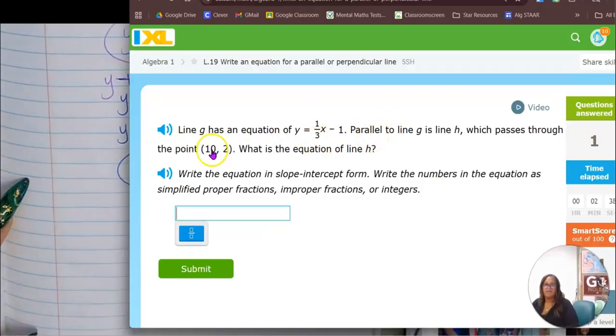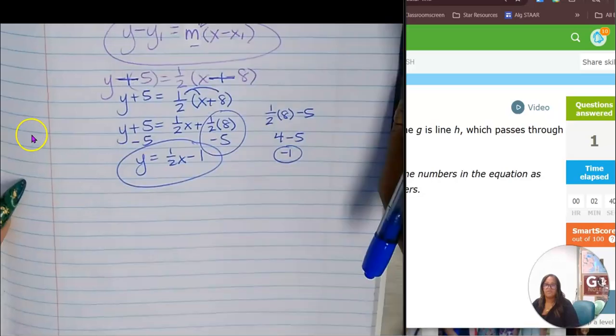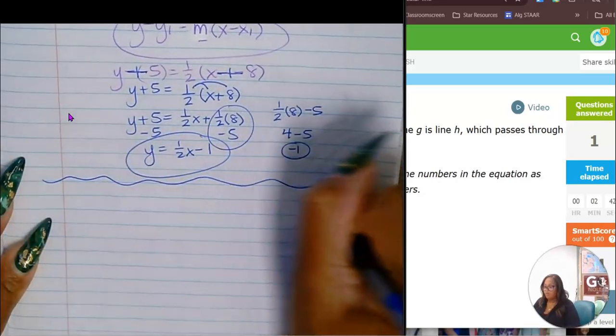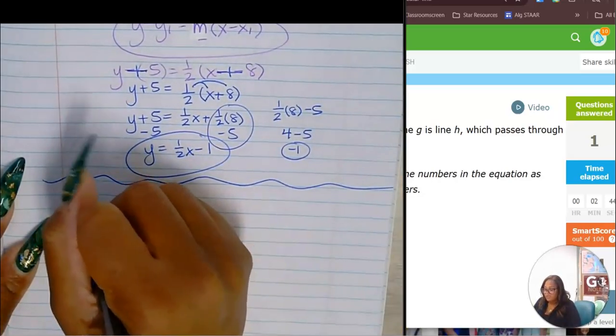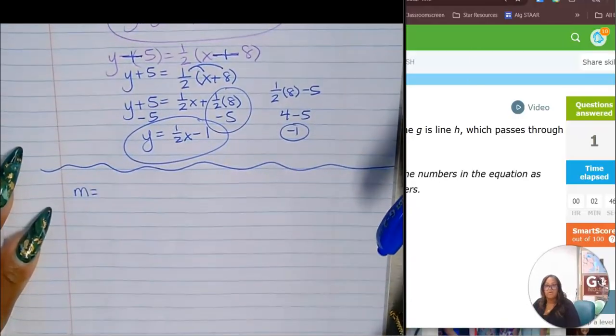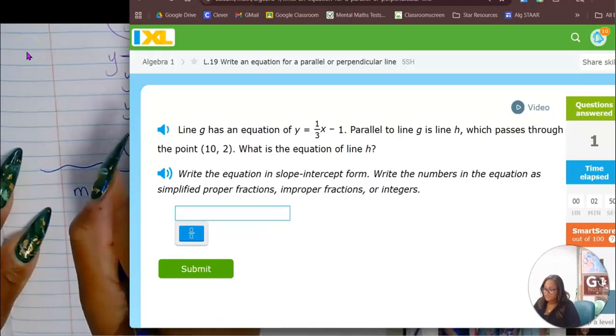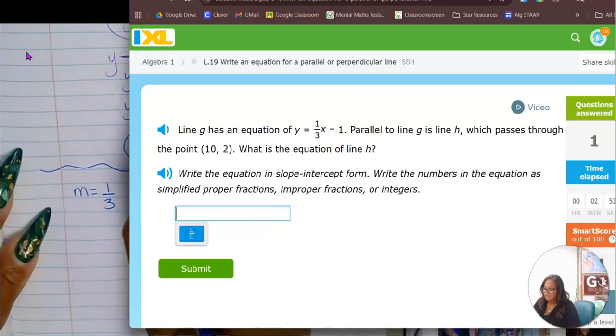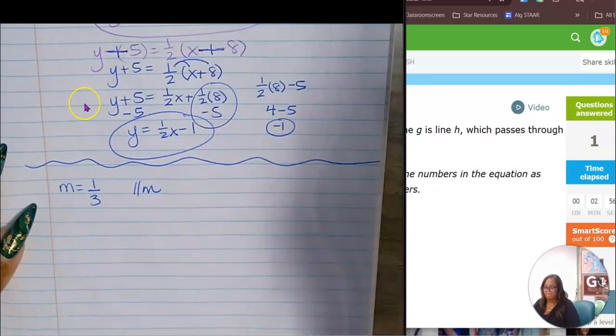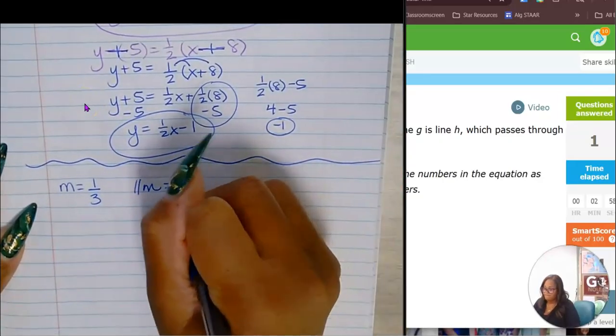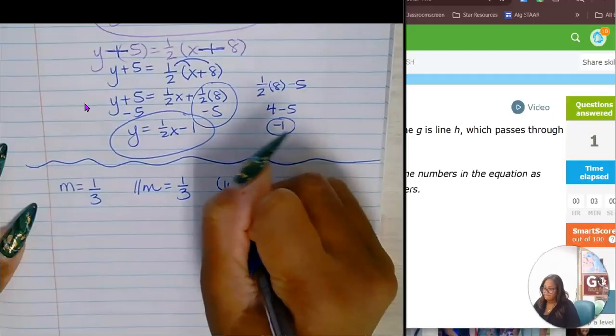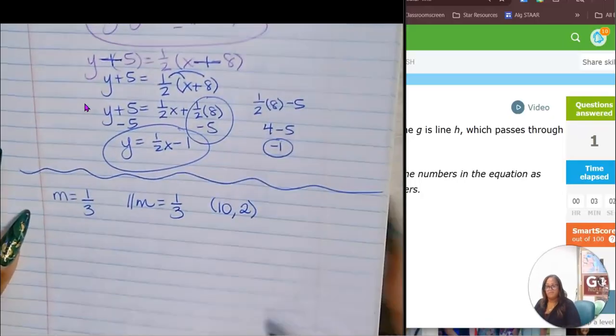All right. Here, 1/3 is my slope. It has to be parallel and it has to pass through the point 10, 2. So we can cut one corner here where we just write the slope. My slope is 1/3. Line G has an equation of y equals 1/3 x minus 1. Parallel to line G is line H, which passes through the point 10, 2. What is the equation of line H? Well, kind of. Thank you for reading to me.